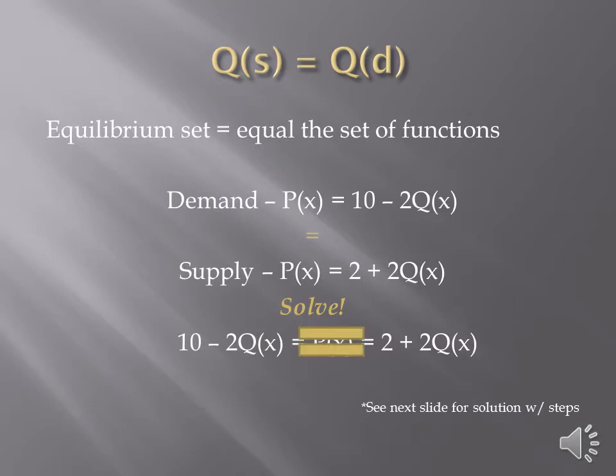Because the demand and supply curves meet at the equilibrium, you can now find the intersection by setting the functions equal. Demand equals supply. So in accordance to that, you would have the two functions P of x equals 10 minus 2Q of x equals P of x equals 2 plus 2Q of x. That means that we would be solving for P of x, which would be the price. 10 minus 2Q of x equals 2 plus 2Q of x.